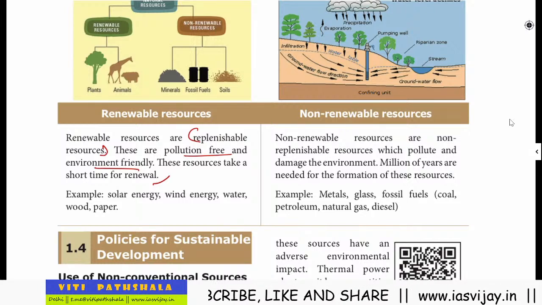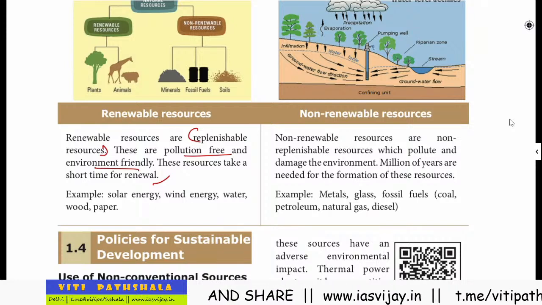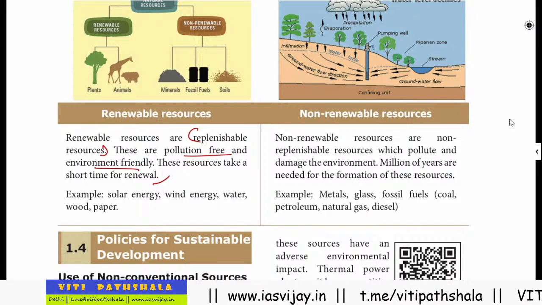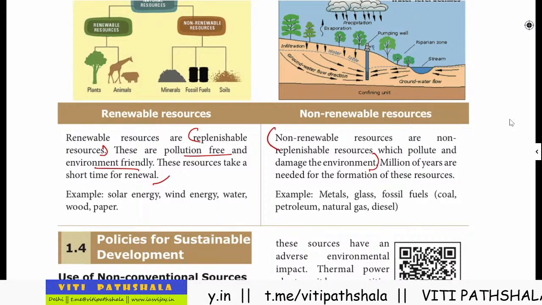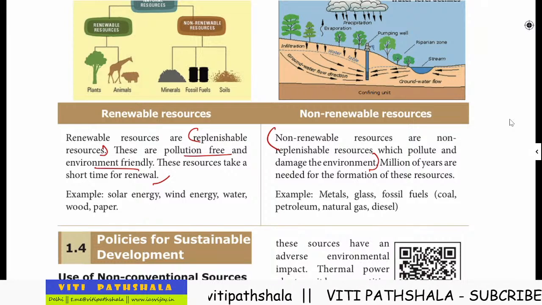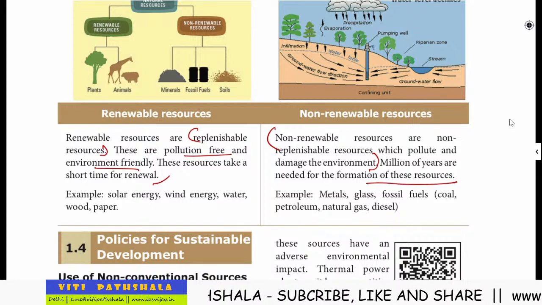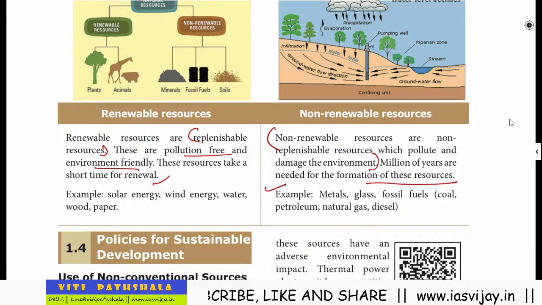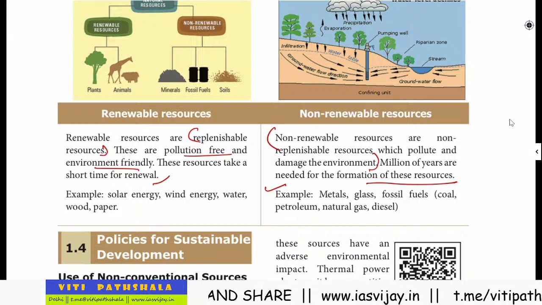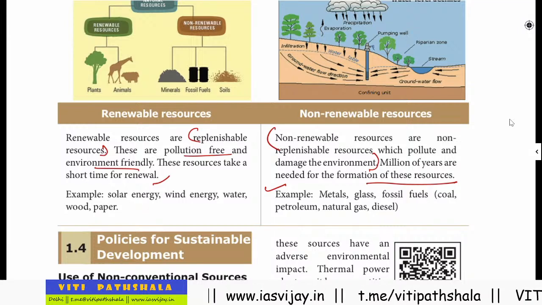Now, non-renewable resources are the non-replenishable resources which pollute and damage the environment. Now, millions of years are needed for the formation of these resources. Examples: metal, glass, fossil fuels, coal, petroleum, natural gas, diesel, etc.